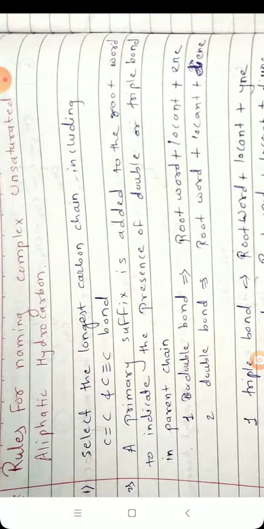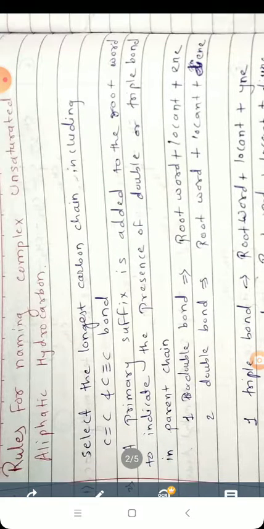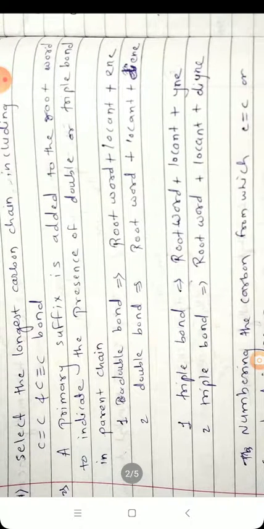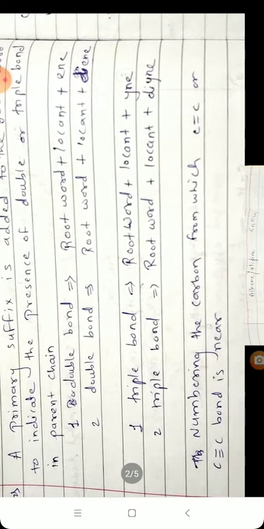Second, a primary suffix is added to the root word. What is the root word? The total number of carbons. The suffix indicates the presence of a double or triple bond in the parent chain. If one double bond is present, it is root word plus locant, meaning the number of the carbon to which the double bond is attached, and then ene. If two double bonds are present, then root word, locants and diene. If one triple bond is present, then root word, locant and yne, and if two triple bonds are present, root word, locants and diyne.